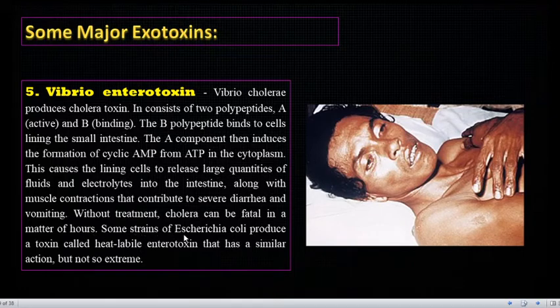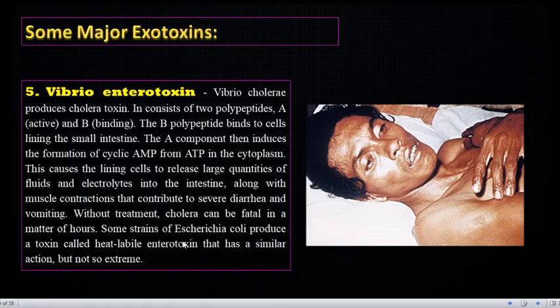Some strains of your E. coli also produce a toxin called labile enterotoxin that has a similar action but not so extreme. So, kaya siya tinatawag, nagpo-produce din actually ang E. coli ng parang same na toxin with your Vibrio Enterotoxin, but it is not that extreme. Why? Because, coming from its name, labile enterotoxin, it is actually sensitive to increase in temperature.